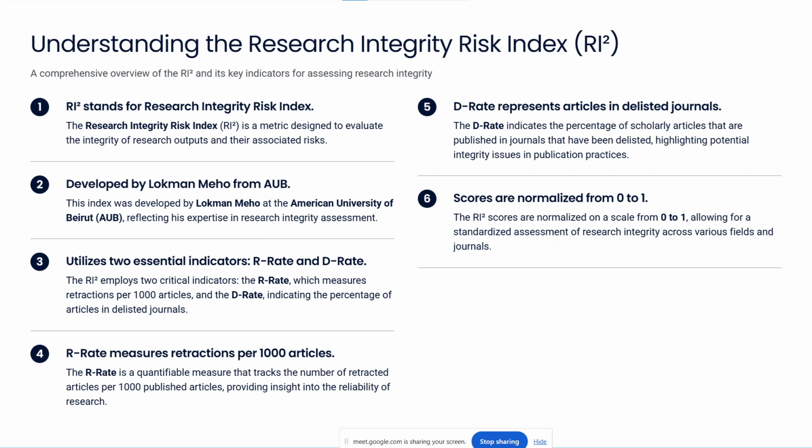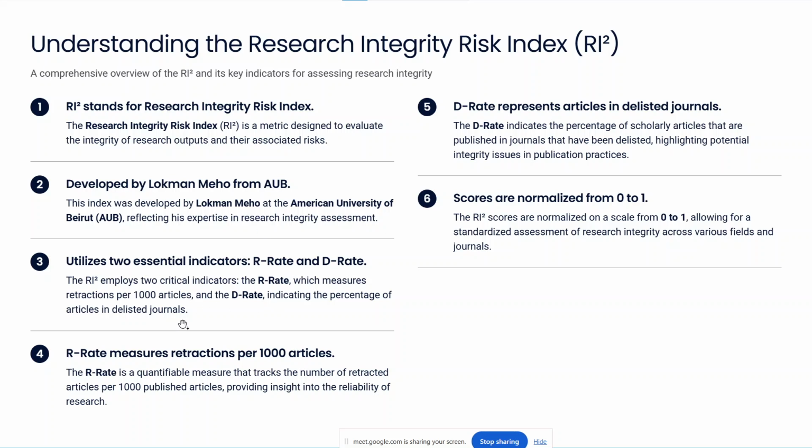So we need to understand what RI square is. RI square stands for Research Integrity and Risk Index. This parameter was developed by Lokman Meho from AUB, the American University of Beirut. It is calculated with two important things. The first one is retraction rate, which is the number of paper retractions for every 1,000 articles. You can see the fourth point here.